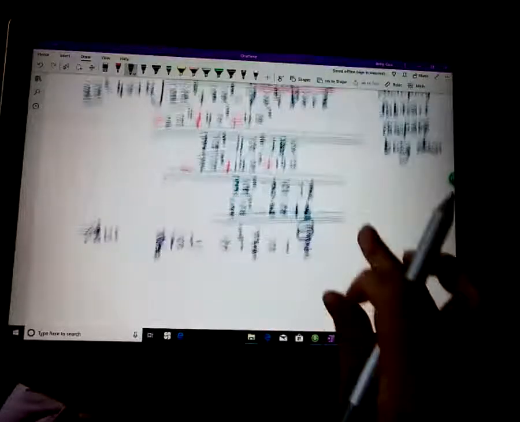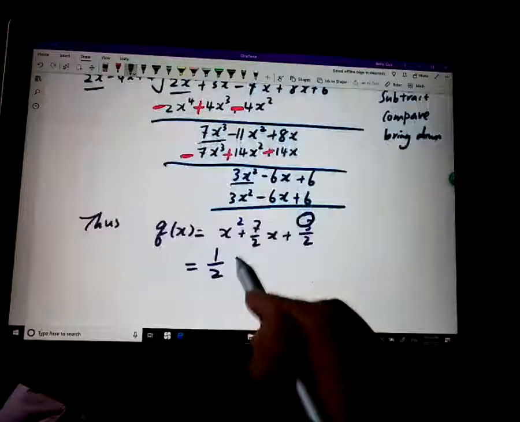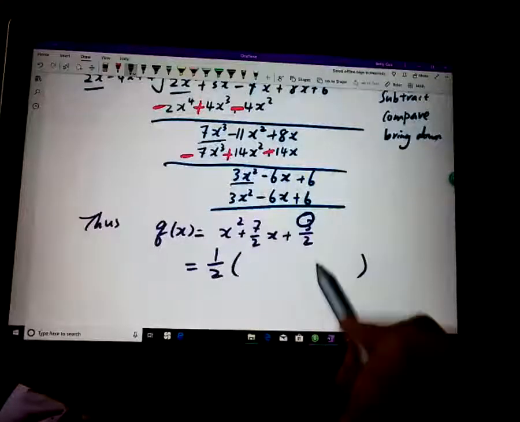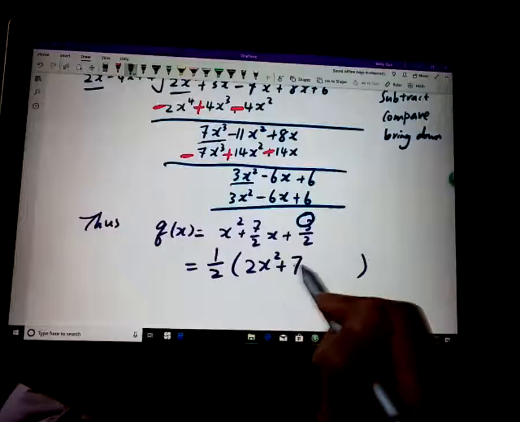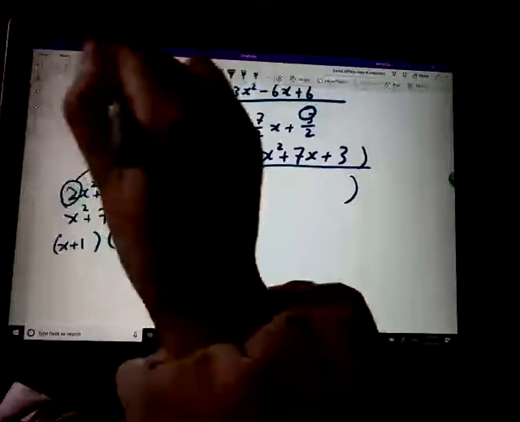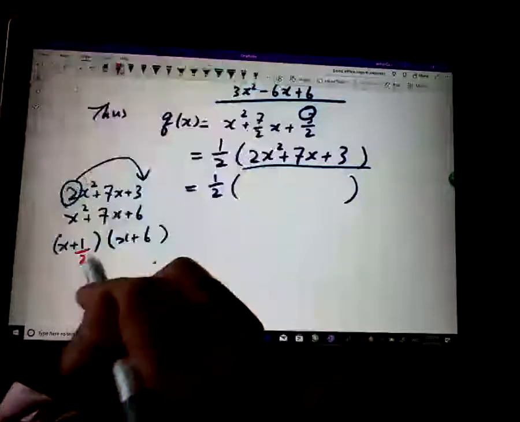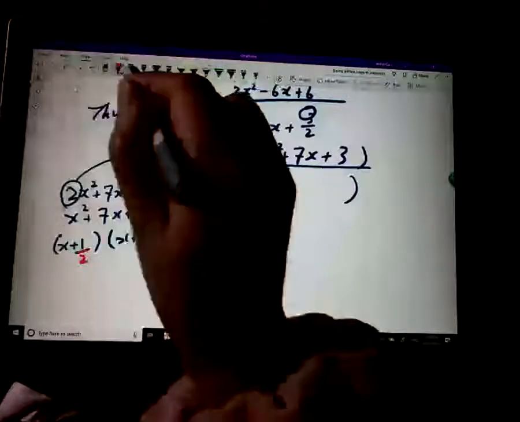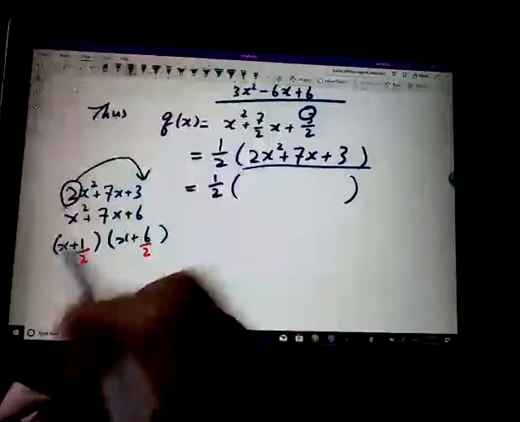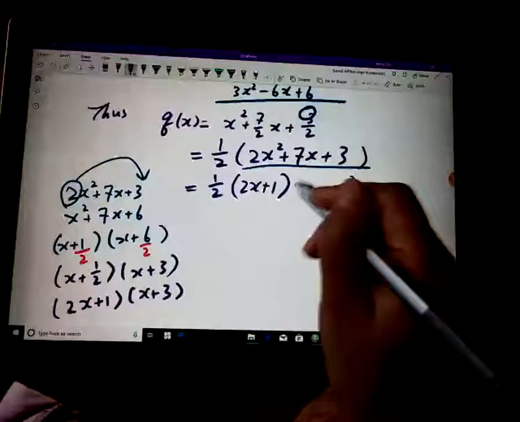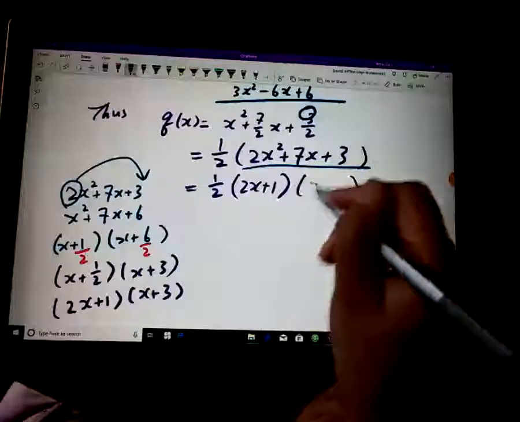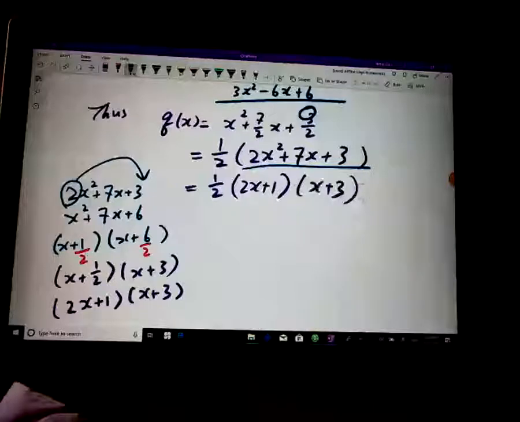And we don't like a fraction. You can factor a half out. Then inside the parentheses, you should have 2x squared plus 7x plus 3, divided by the original leading coefficient. Right, after you divide, you're going to simplify. And x plus 3 here. You see what I'm saying?